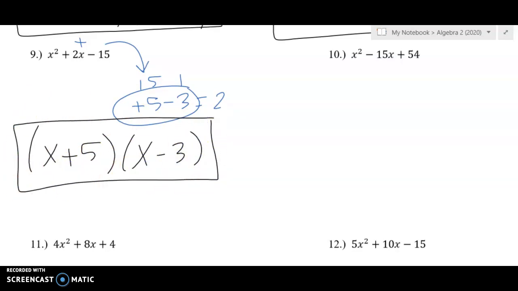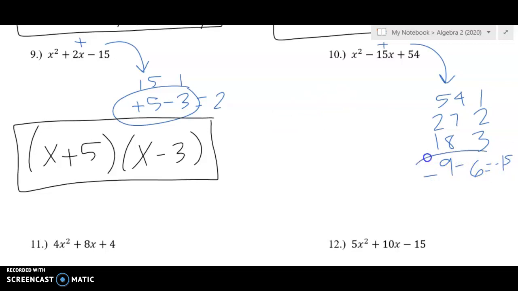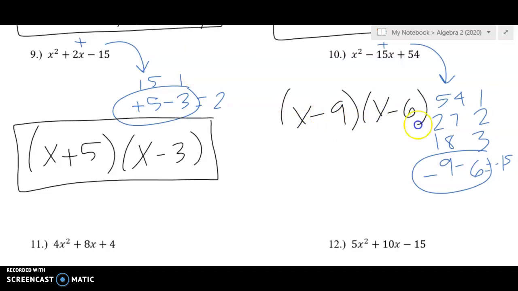If you want to pause the video and try this next one on your own, you can, and then just check your work. What multiplies to 54? 54 and 1, 27 and 2, 18 and 3, and 9 and 6. I'm going to use 9 and 6 because if they're both negative, that gives me the -15 that I want. I'm going to break this up into x minus 9 and x minus 6, and there's my factored form.